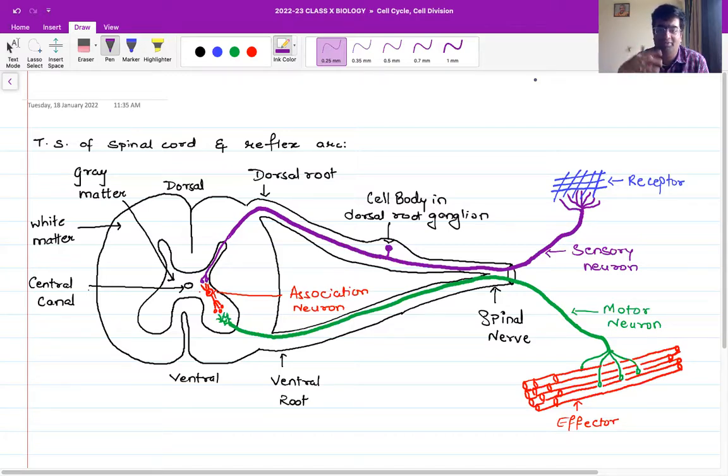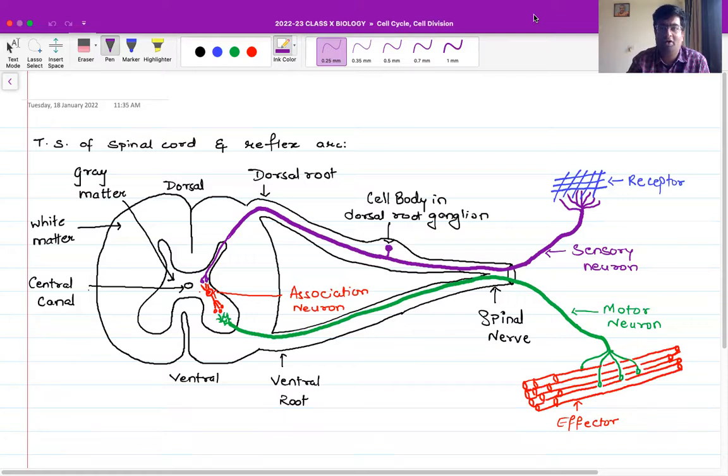So motor neuron becomes your fourth component of the reflex arc. And then you have the effector, which is either a muscle or a gland that responds to the motor impulse. Okay, so these are the five main components of the reflex arc. I repeat again: the receptor, the sensory neuron, the association neuron. Okay, the association neuron is always found in the CNS, the central nervous system. Then you have the motor neuron, and then you have the effector. So these are, in short, the components of the reflex arc or the reflex pathway.